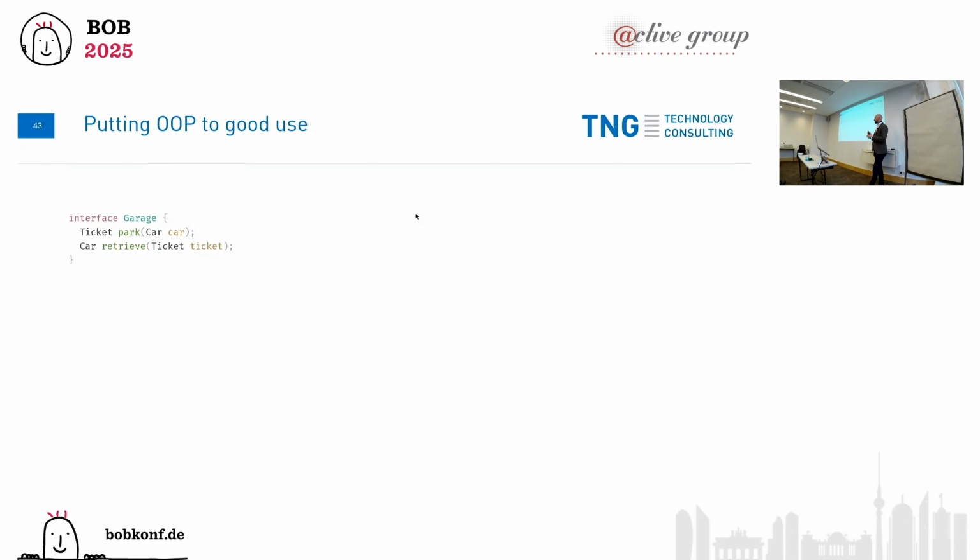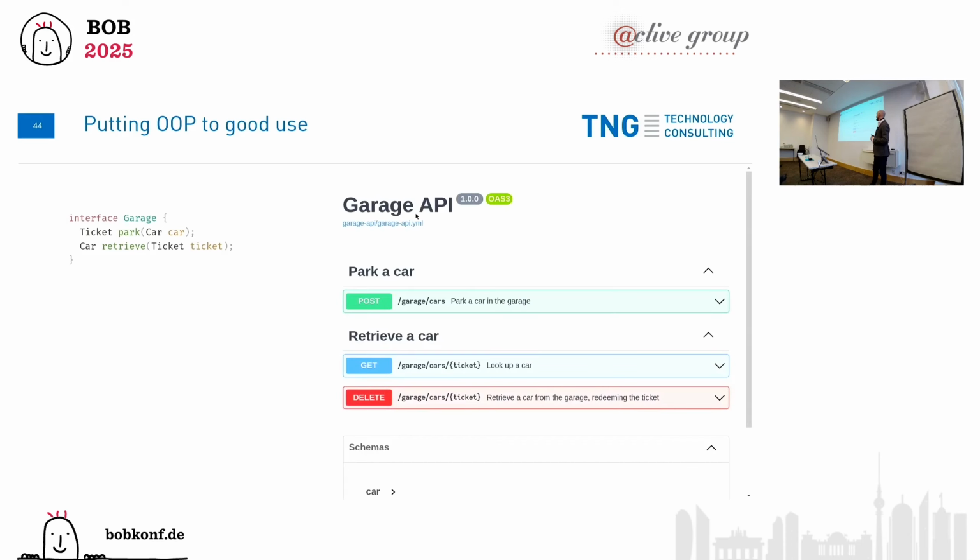Let's go back to the garage example interface from before. Behind this interface, you usually have an implementation that might be easy, but might also be very complex. And that implementation is abstracted by the interface. In the spirit of encapsulation and information hiding, we do not care about the specific implementation. In a microservice architecture, the same interface could look like this.